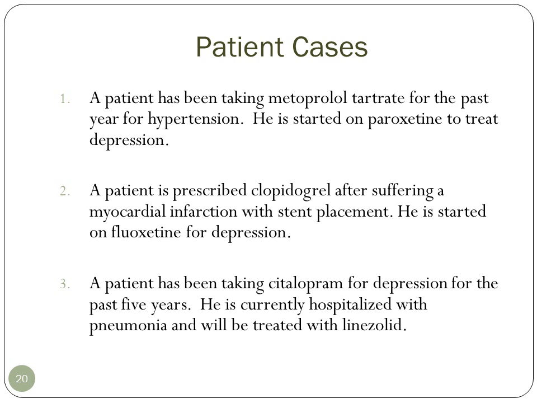With the second case, we have a patient who is prescribed clopidogrel after suffering a myocardial infarction with stent placement. He started on fluoxetine for depression. Fluoxetine is a CYP2C19 inhibitor, which can reduce clopidogrel efficacy. CYP2C19 is responsible for converting clopidogrel's prodrug to the active metabolite. So basically, fluoxetine inhibits the enzyme which makes clopidogrel more active, and therefore clopidogrel may not work as well for this patient. Once again, you could just pick a different antidepressant that doesn't have this CYP2C19 inhibition.